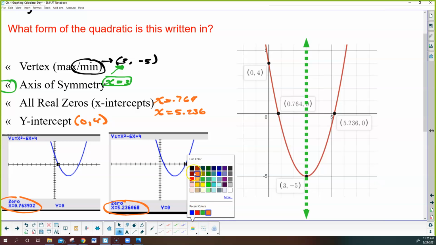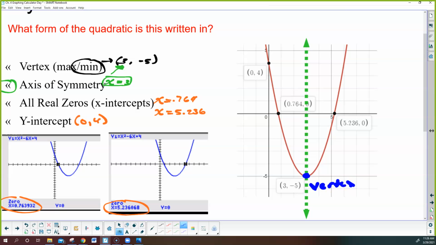Then you're going to label all of those points. Okay? You're going to go here and say, all right, here is my vertex. So you're going to label vertex, and you're going to put the ordered pair. What is the vertex? It's right here. That's what we found, (3, -5).